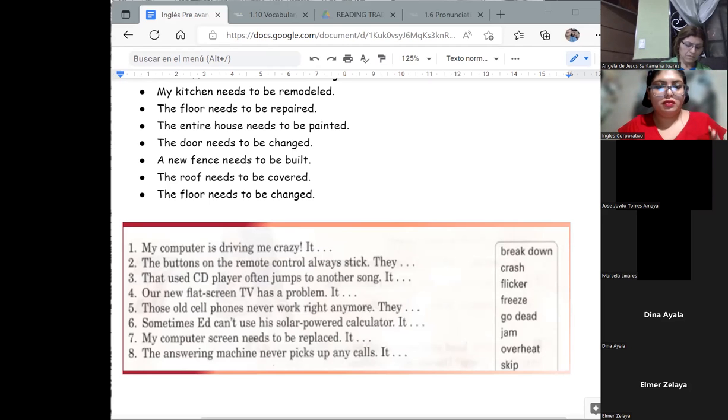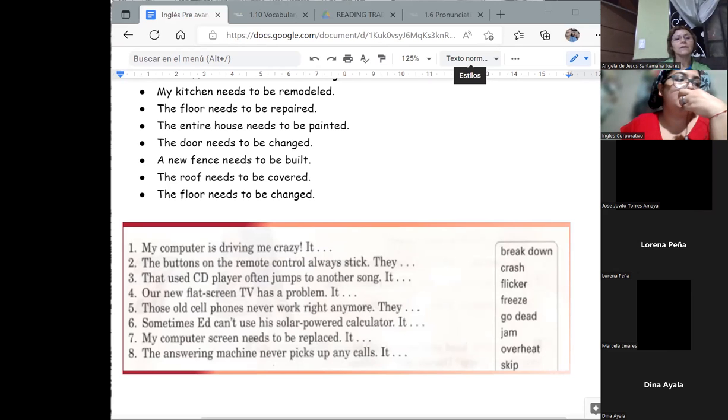Okay, let's see. What is the best option for the sentence number one? What do you think? What is the best option for that sentence? Freeze. Good. It keeps freezing in that case. Good. For the second one, what is the best option? What is the best idea or the word that you use for the second sentence? Jam. Good. Jam is a good option.